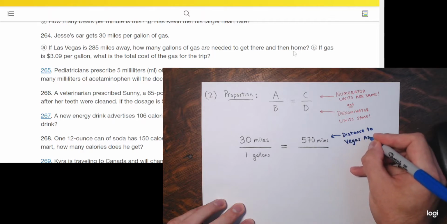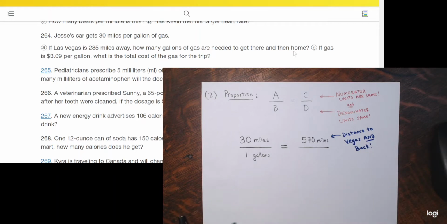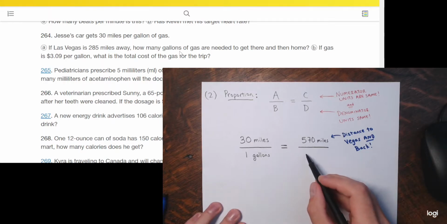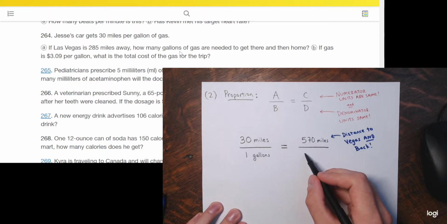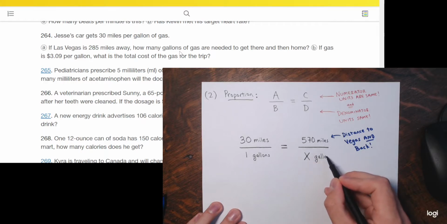Vegas and back home. Right? They wanted both. So miles are both in the numerators, and then the question was how many gallons of gas, right? The number of gallons is unknown, and that's in my denominator here. And since it's unknown, like with any word problem, when something's unknown, we can call it a variable. I'm just going to put X for unknown gallons of gas needed to travel these 570 miles.